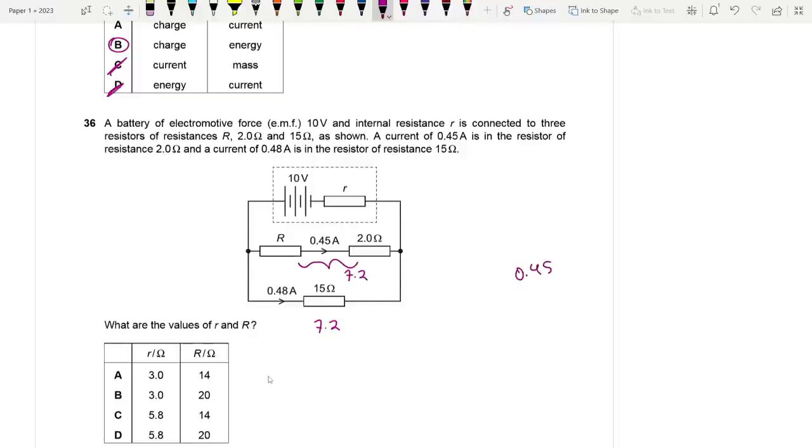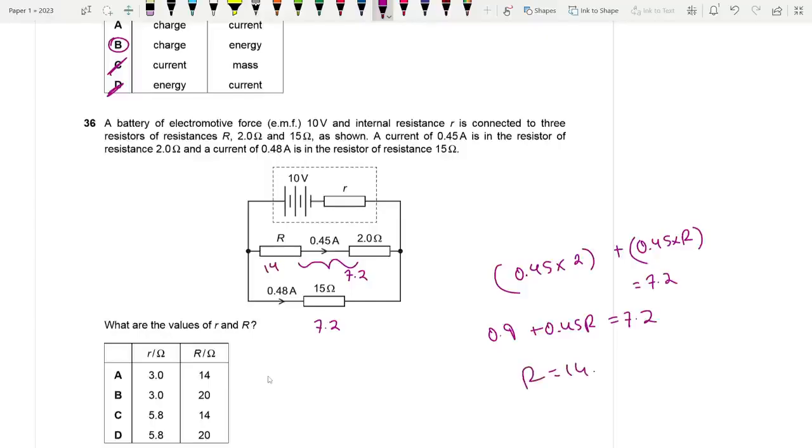So we can write 0.45 times 2 plus 0.45 times R is actually equal to 7.2. I can take 0.45 common. So 0.9 plus 0.45 R is equal to 7.2. 7.2 minus 0.9 divided by 0.45 gives me a value of R is equal to 14, a whopping 14. So it's between 14 for sure. Next, since these guys are taking 7.2, what's small r taking? 10 minus 7.2, that's 2.8 volts.